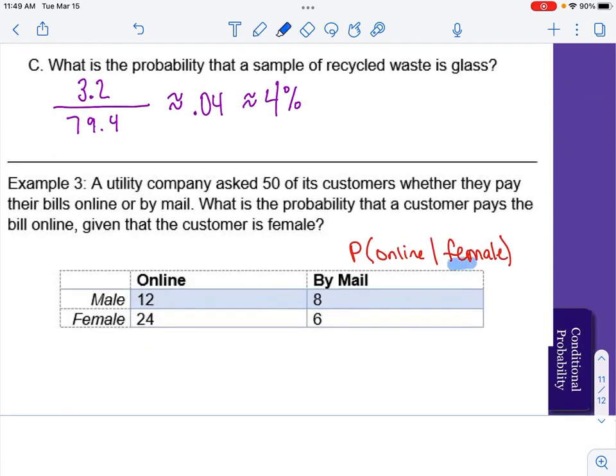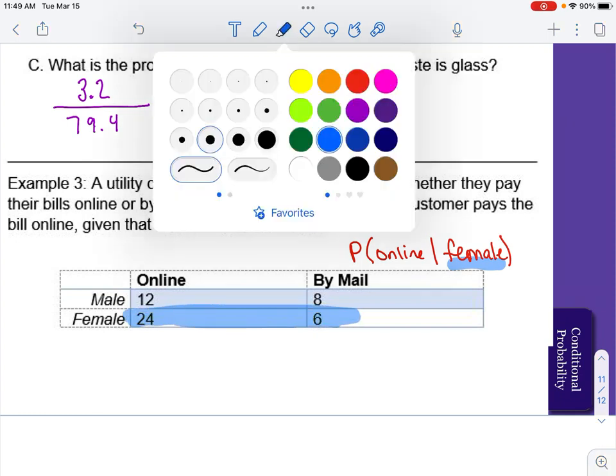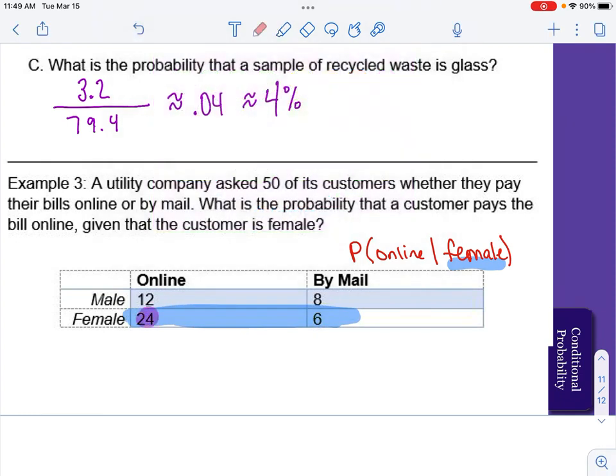So we are looking at the female row, and then specifically how many females pay online. So we're going to have 24 over 30. You'll have to reduce this to 4 over 5 if you have to write it as a fraction. And then you can also write this as a decimal, which is 0.8. Or as a percent, which is 80%. So 80% of females pay online, while only 20% pay by mail.